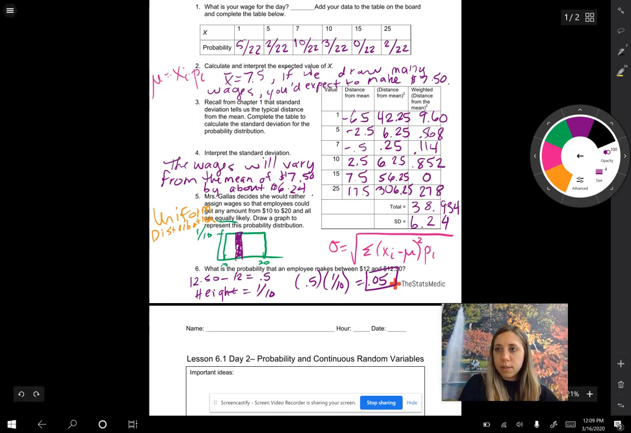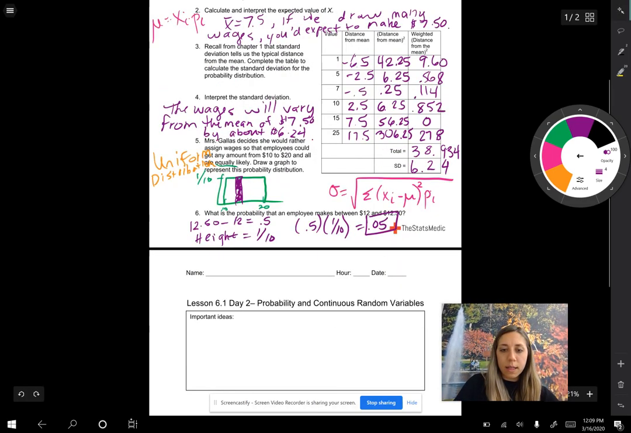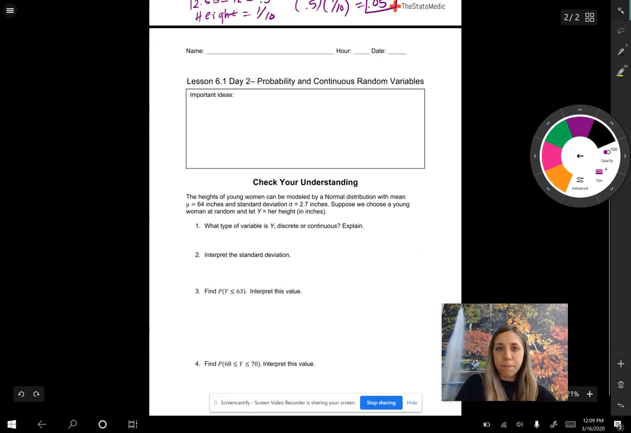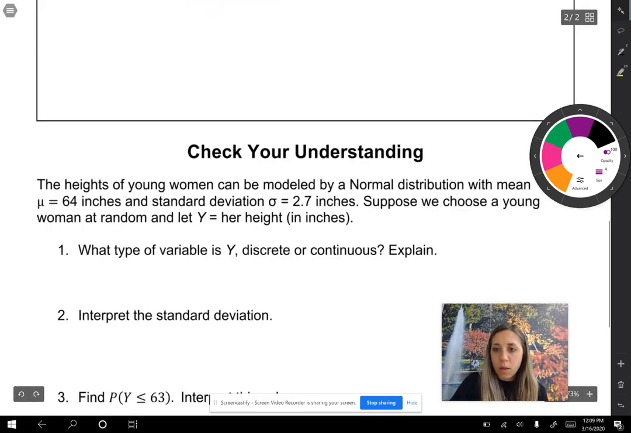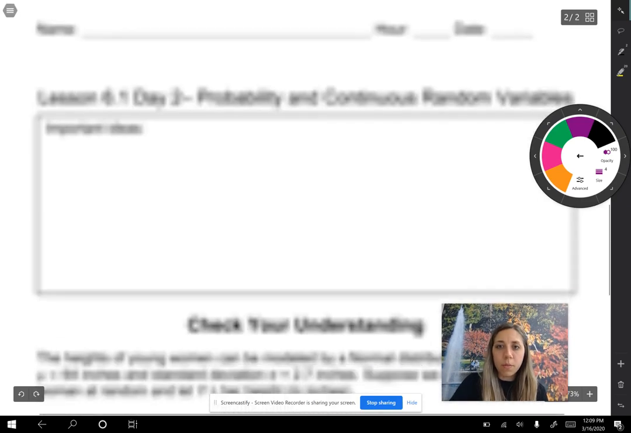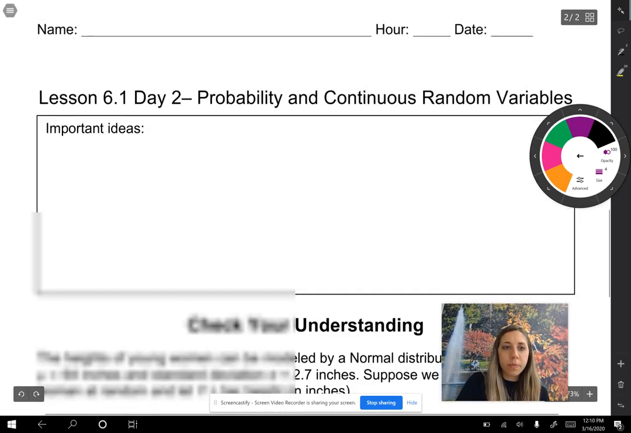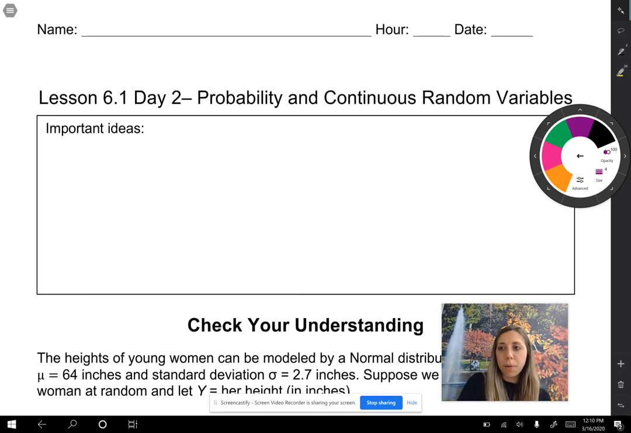All right, let's move this along and scroll on down to basically the important ideas for today. The main thing was finding standard deviation, which follows what you've done in the past. So let me zoom in on this a little bit more, and we'll write some notes down and then be done. So important ideas. Let's switch back to this.